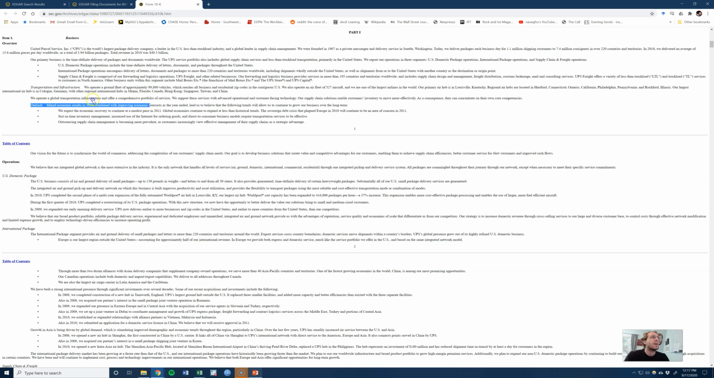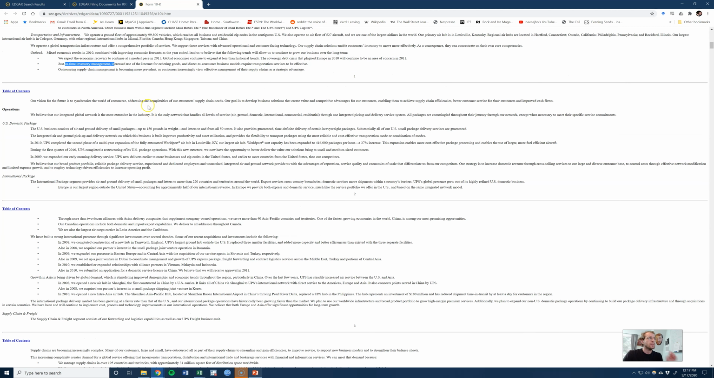So they say mixed economic results in 2010 combined with improving economic forecasts lead us to believe that the following trends will continue to grow our business over the long term. They give some specific reasons why they think these trends are going to cause them to grow. So economic recovery in the global economy, the sovereign debt crisis from Europe in 2010 is going to be an area of concern. They're increasing their just-in-time inventory management, things like that.